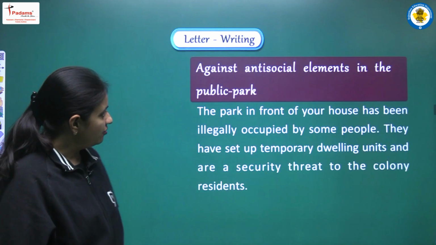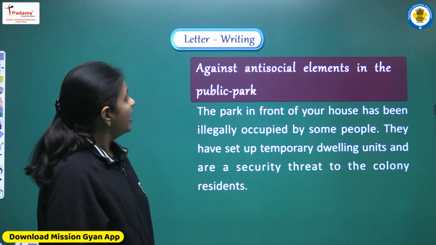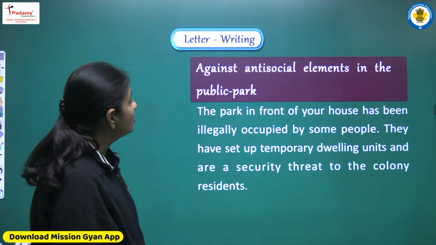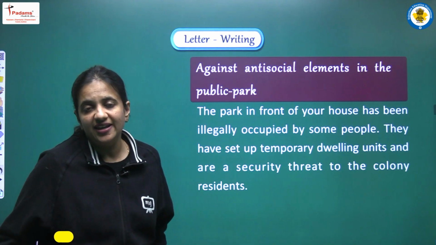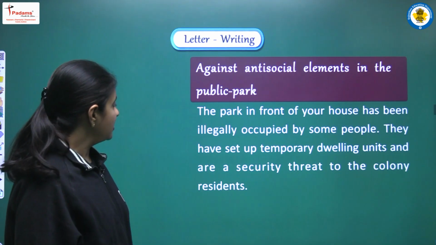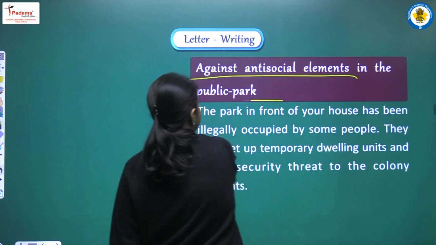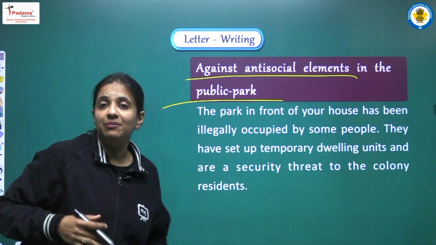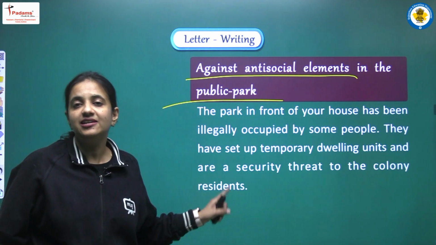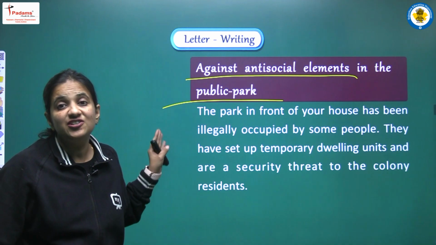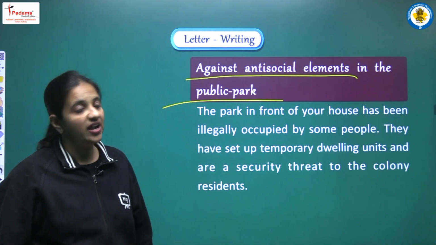Next, moving on, we have another example. So now let's see, against antisocial elements in the public park. So now we have to write one formal letter. Why? Because in this letter we have to talk about antisocial elements that are there in the public park. So this is the topic, and now we have a detailed question in front of us. So now let's read the question. Let's try to understand what this letter is all about.